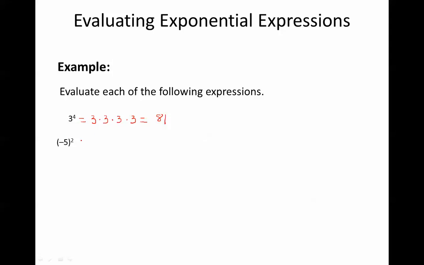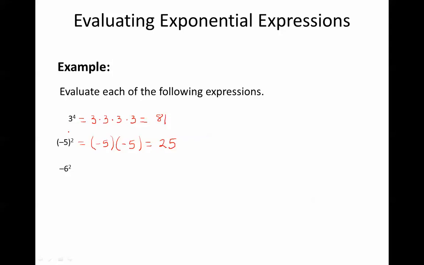And next, if you have negative 5 to the 2nd power, which is also read as negative 5 squared, that means that you're multiplying negative 5 times negative 5. And negative 5 times negative 5 is 25.